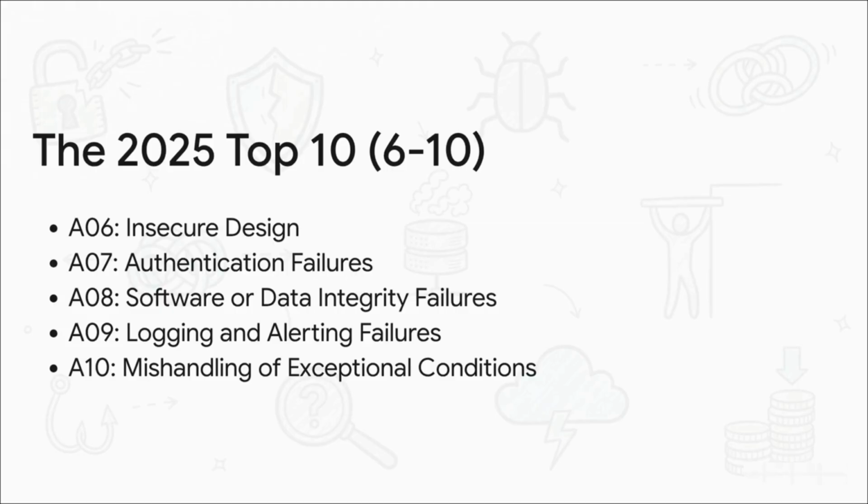Number 9 is logging and alerting failures. This one's huge. It basically means you're flying blind when an attack happens. And rounding out the list at 10 is another new one, mishandling of exceptional conditions, where unexpected errors can actually leave you in an insecure state.